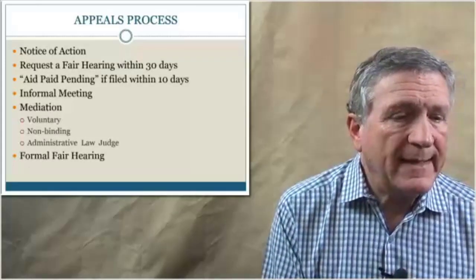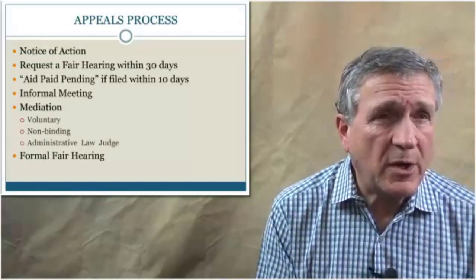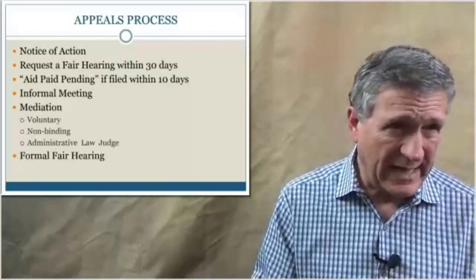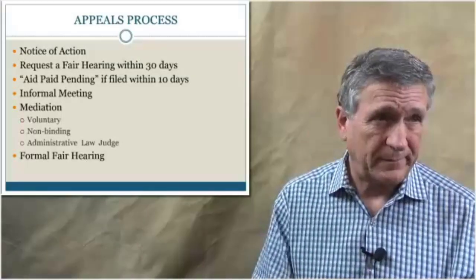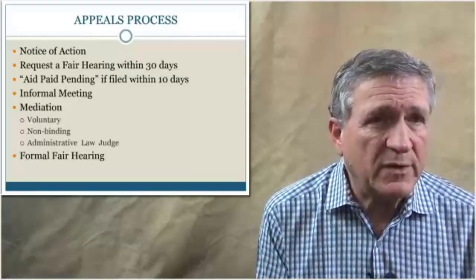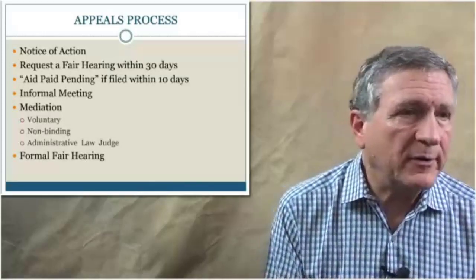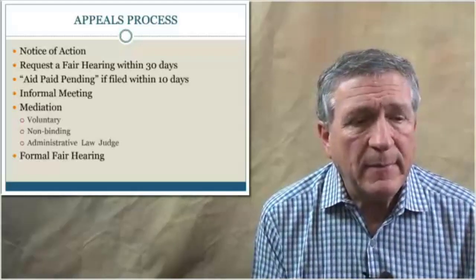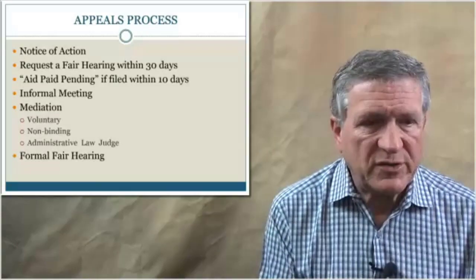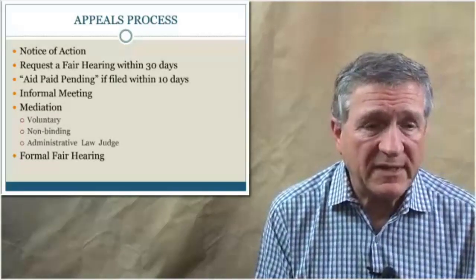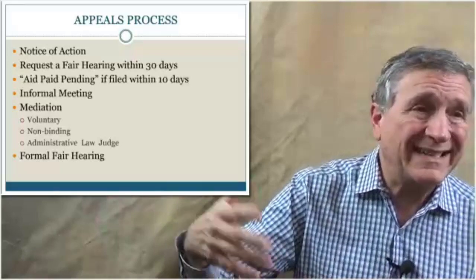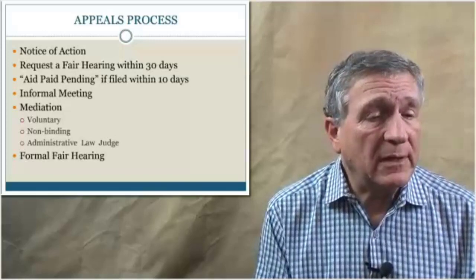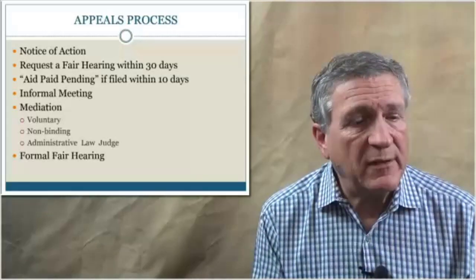So if the service is already in place and the family gets the appeal in within 10 days, then there is what's called aid paid pending. So the service continues. So let's say that the service was that the respite is no longer going to be provided at 30 hours a month for whatever reason, then there could be a notice of action issued by the regional center, and if the family appeals that within 10 days, then that 30 hours a month of respite continues until the appeal is decided. There are different levels of appeal. The first one is called the informal meeting.